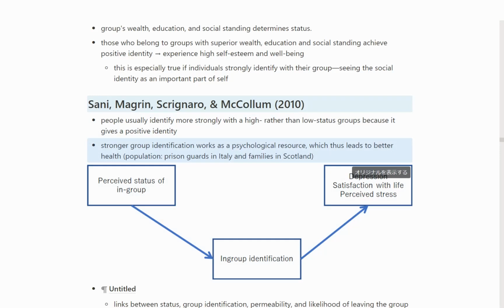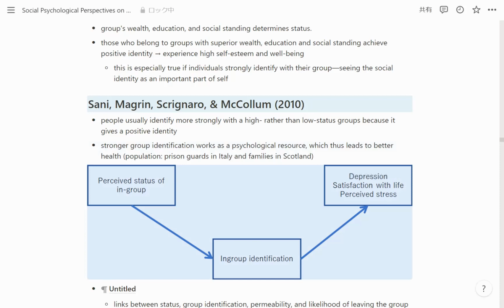So they use different groups and they studied different populations. But still they found a consistent result: when people perceive the status of their in-group as high, then they develop stronger in-group identification. So there is a positive association between the two variables. If they perceive their in-group as high status, then they are more likely to develop stronger in-group identification. When the perceived status is high, the in-group identification is also high.